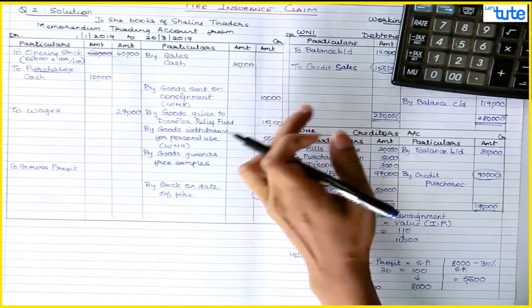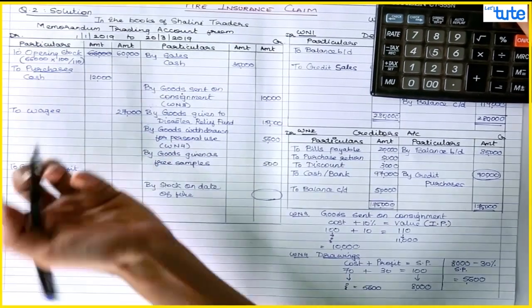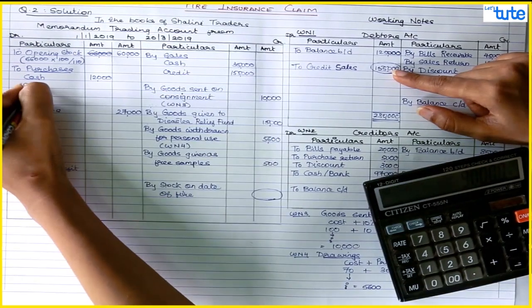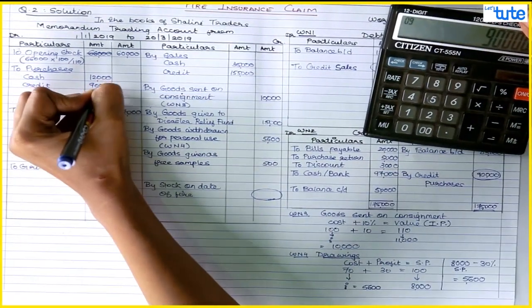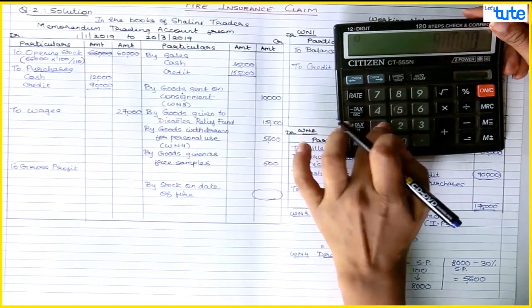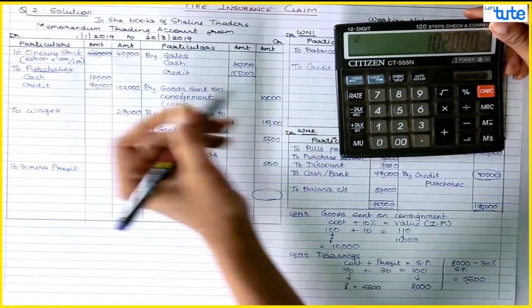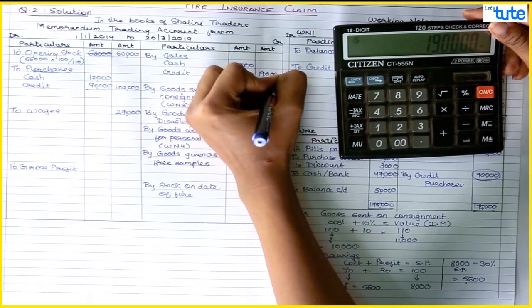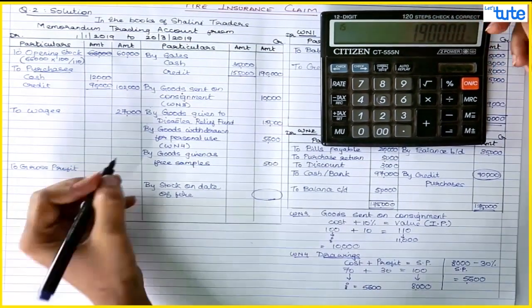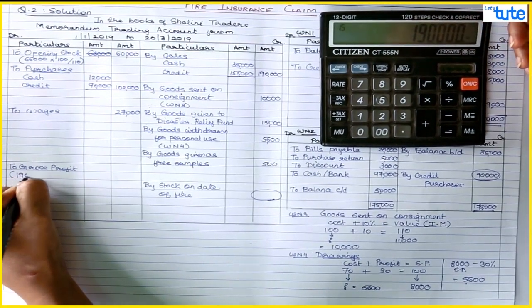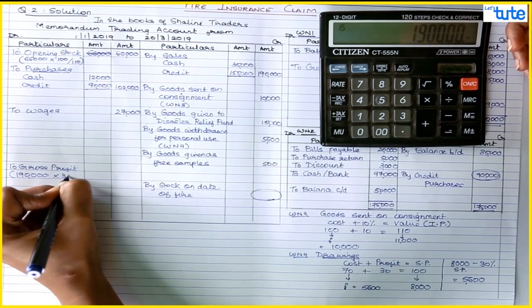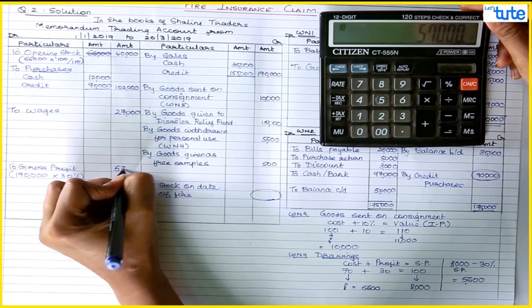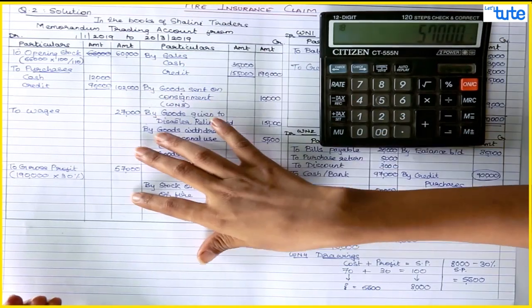So we'll write credit sales and credit purchase in our memorandum trading account. So credit sales is 1,55,000 and credit purchase is 90,000. So 90,000 plus 12,000, this is 1,02,000, and 35,000 plus 1,55,000, this is 1,90,000. On this sales, there is a gross margin of 30%. So gross profit would be 1,90,000 into 30%. So that is 57,000. So that's it. We have found out all our figures.